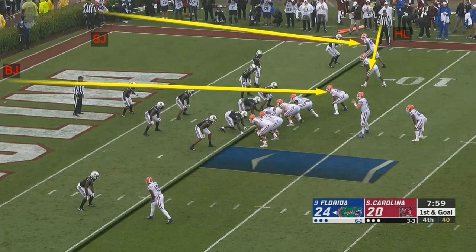So let's start with receiver keys. There are 5 officials covering the possible 5 receivers on any given play. And in this play, we have trips to the top of the screen, or trips right. So I've noted the back judge has the number 3 receiver, in this case the wing. The head linesman has the number 2 receiver, the slot, and the side judge always has the widest receiver on his side of the field.